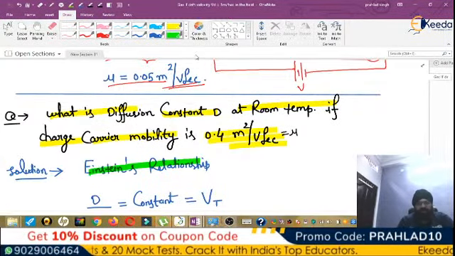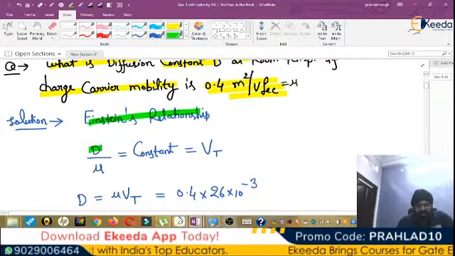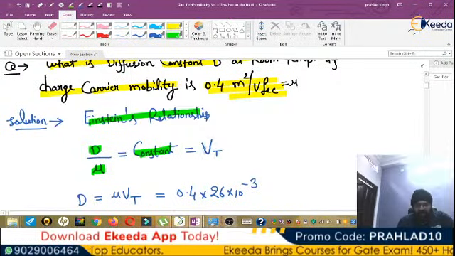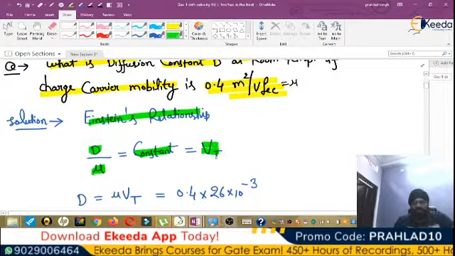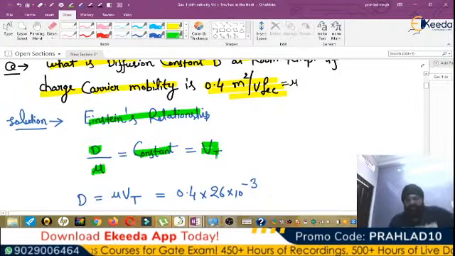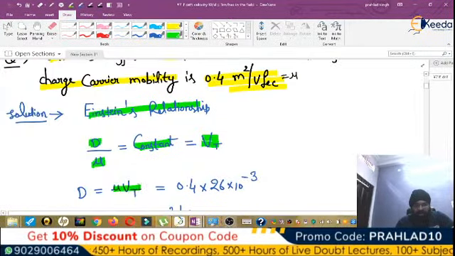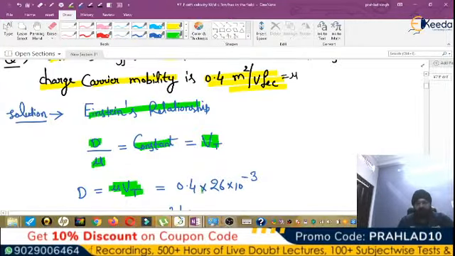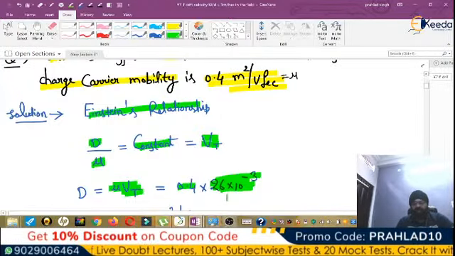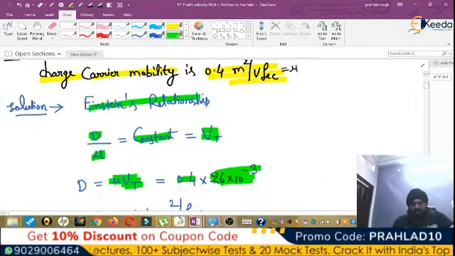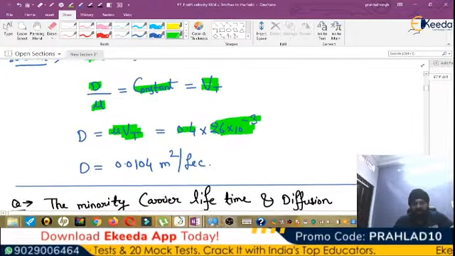Einstein's relationship, D by mu is equal to a constant. Diffusion constant by mobility is equal to Vt, and Vt is the thermal voltage. So the value of diffusion constant is mobility times thermal voltage. Mobility is given as 0.4 and thermal voltage is 26 millivolt. So the value is 0.0104 meter square per volt second.